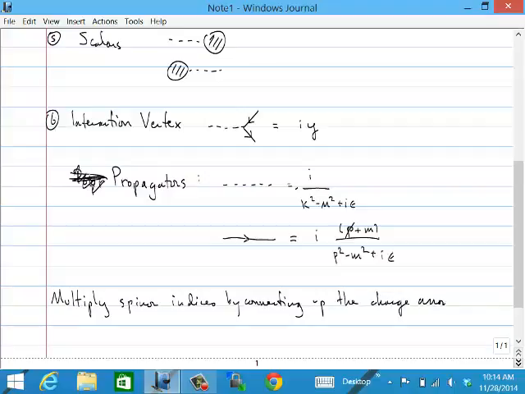So what you want to do is start at the left of the diagram, because that's where you're going to have a U-bar or a V-bar, and then write down all of the various terms that appear as you follow that arrow until you finally get a U or a V for an incoming particle. Okay.